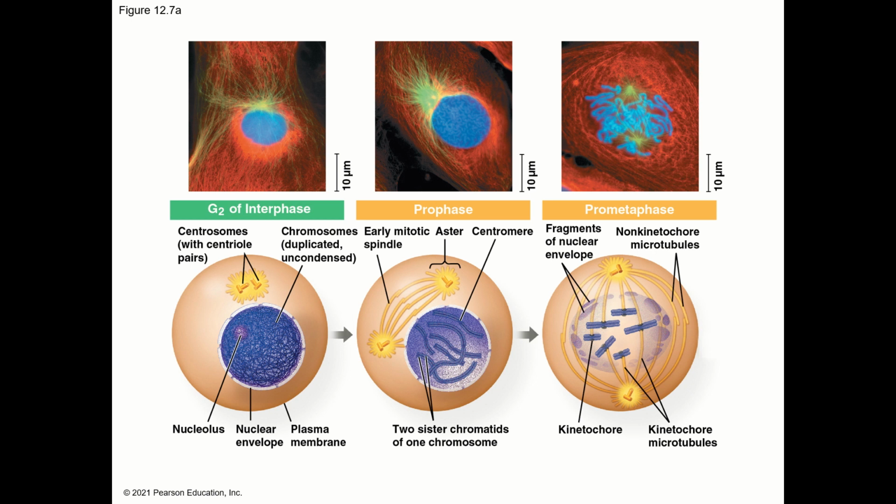Then in prometaphase, fragments of the nuclear envelope begin breaking down. There are non-kinetochore microtubules, and microtubules attach to the kinetochore of each set of chromatids, so the kinetochore and the microtubules connect to each other.